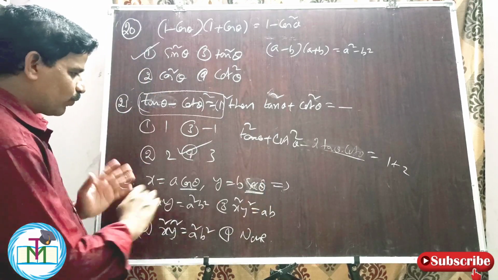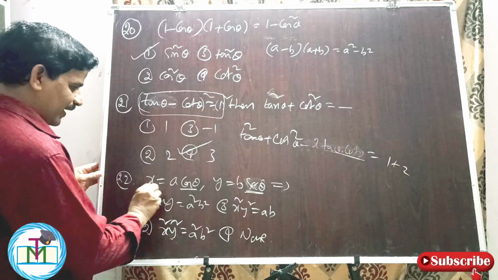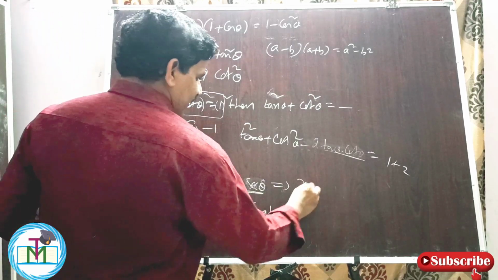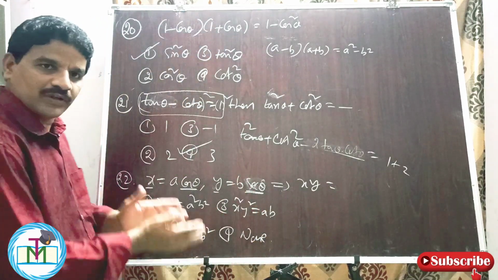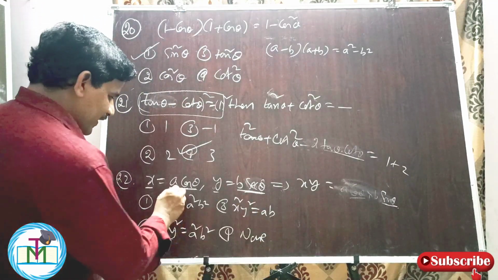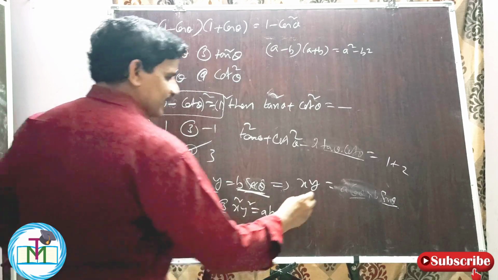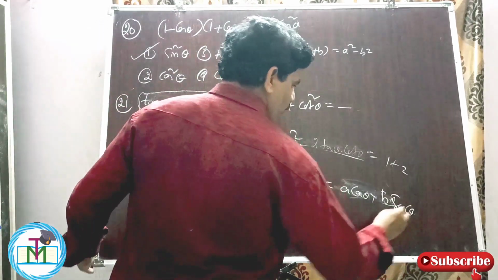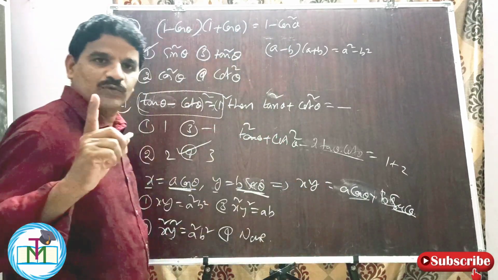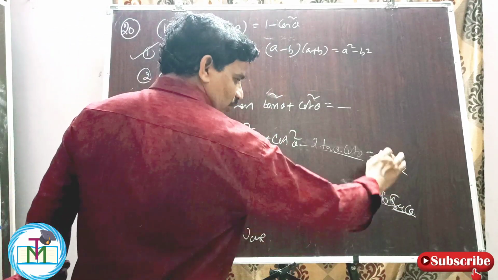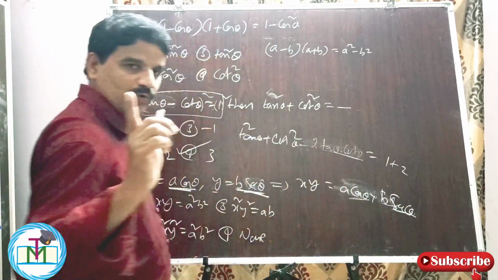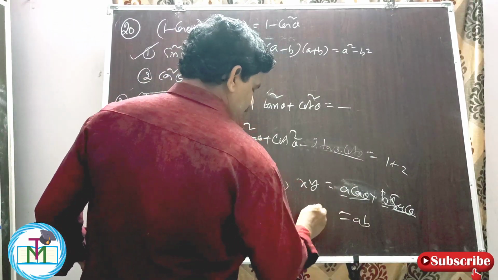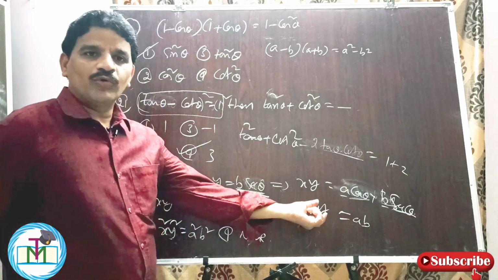Therefore, to get 1, I have to multiply cos into secant. So both the sides we are multiplying. When I multiply the left hand sides, I get x into y, xy. Now the right side, a cos theta into b secant theta. Secant theta is 1 by cos theta, so they cancel and we get 1. Therefore a into b, ab. So xy is equal to ab.